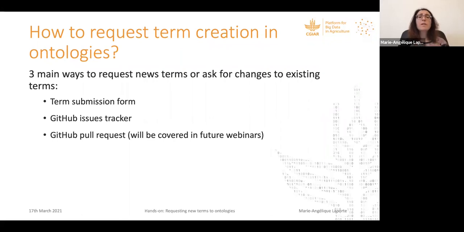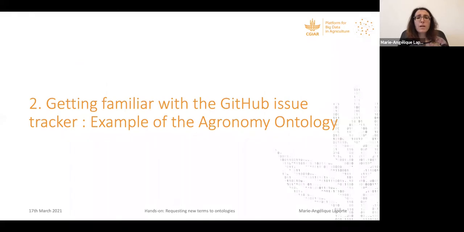These three ways can be used to request a new term, but not only. If you look for a term in one ontology registry and you see that the definition is not what you expect, or maybe that a synonym is missing, you can also ask for a change on an existing term using these three techniques. So let's start with getting familiar with GitHub and see the example ontology GitHub issue tracker.